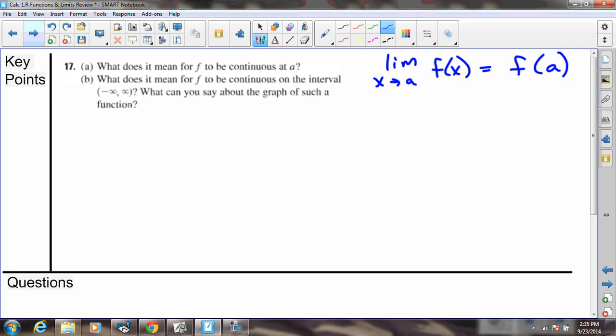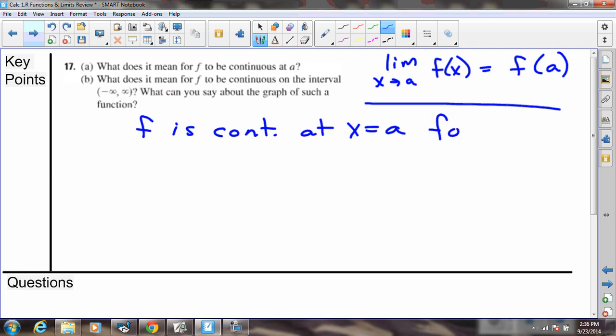What does it mean for f to be continuous on the interval from negative infinity to infinity? That is, what does it mean for f to be continuous over all the real numbers? Well, that means it's continuous for every single point. Now, what can we say about functions like this? Well, a lot of things.